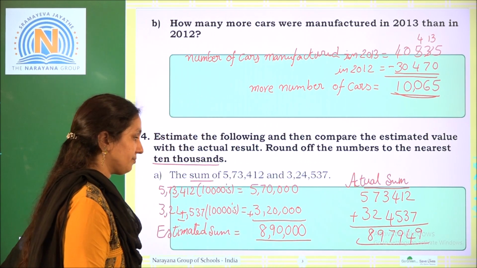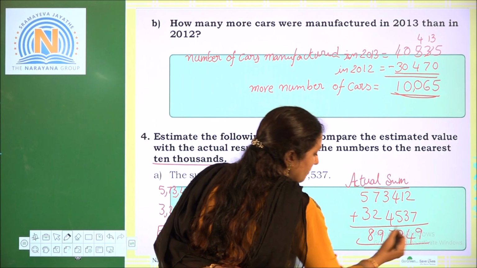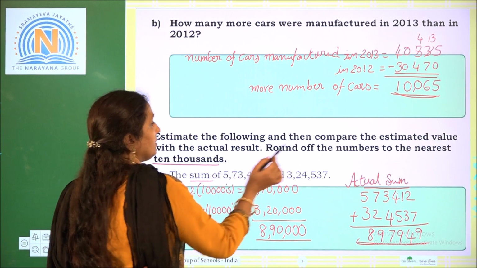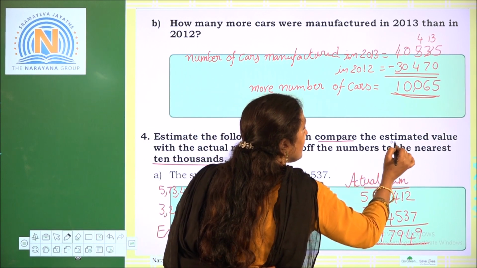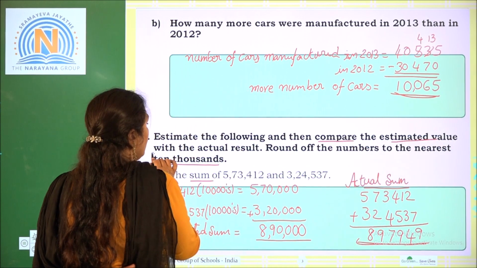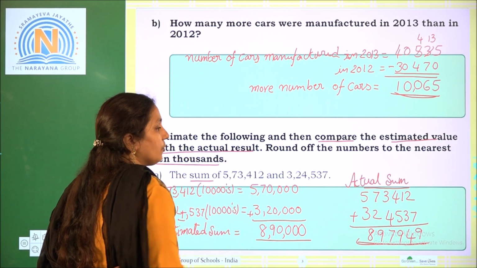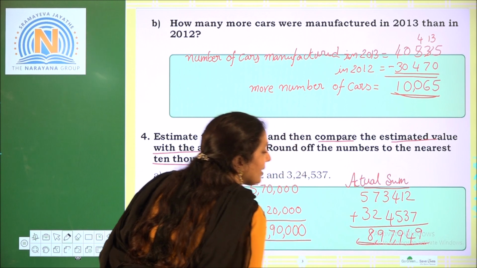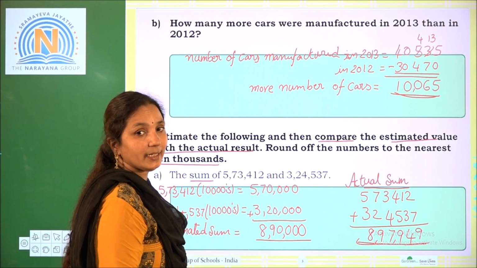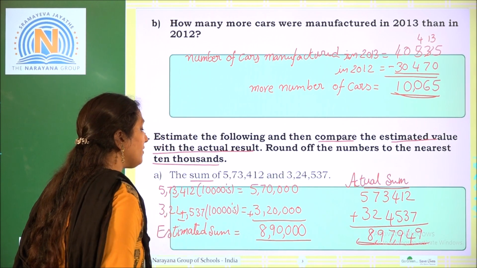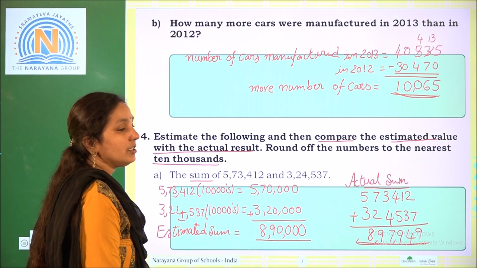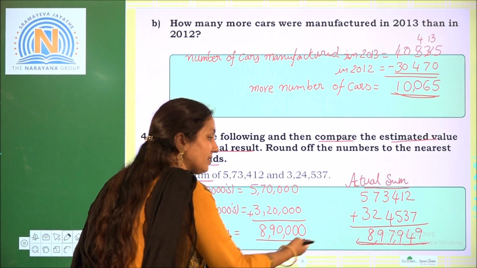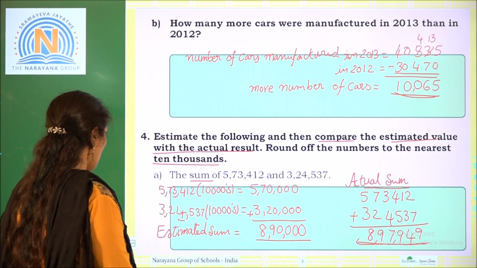Okay. So we have to compare the estimated value and the actual result. What is the actual result? Actual result is 8,97,949. The estimated value is 8,90,000, so this is smaller than, that means less than, the actual sum. Now coming to next one.